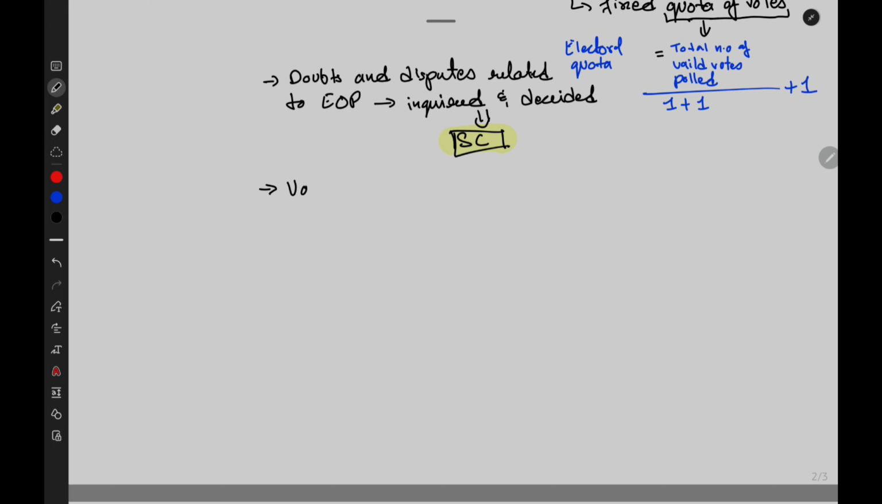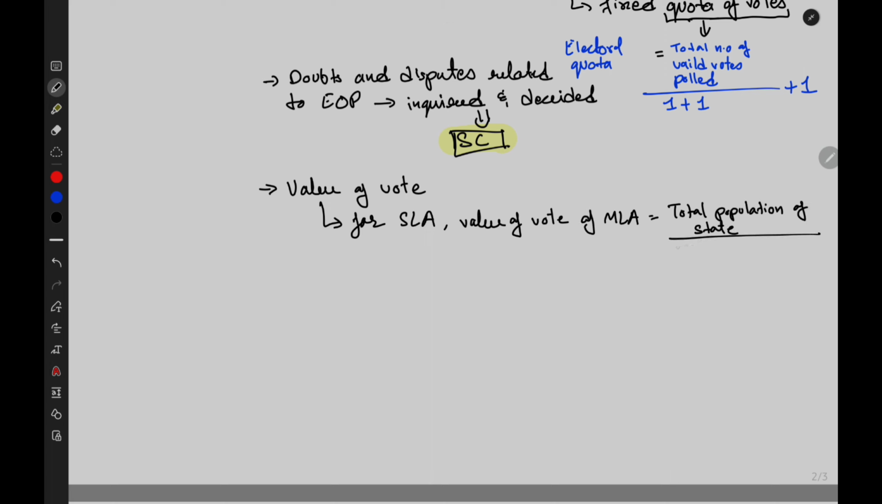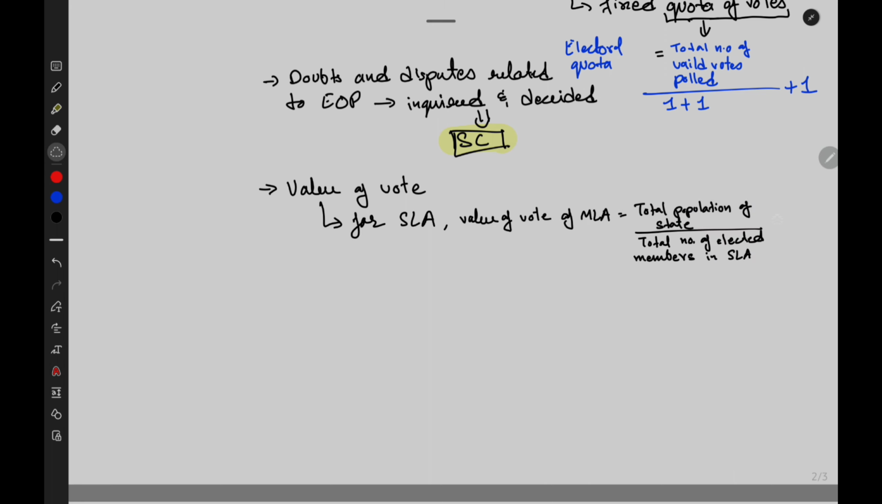Now let's talk about the value of the vote. What is the value of the vote of each elector? The value of the vote of an MLA for the state legislative assembly is equal to the total population of the state divided by the total number of elected members of the state legislative assembly, multiplied by 1 by 1000.